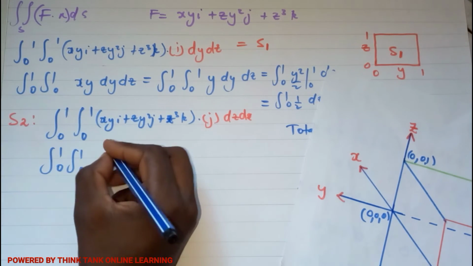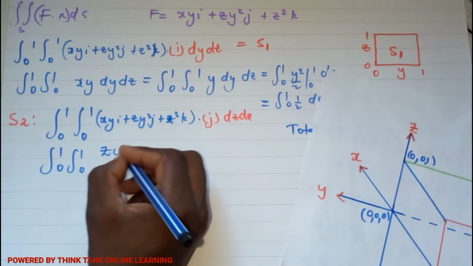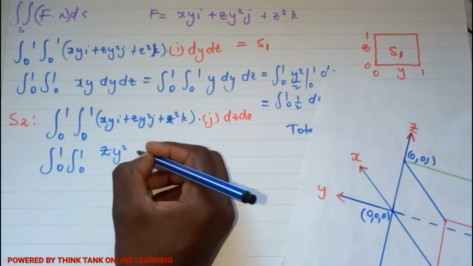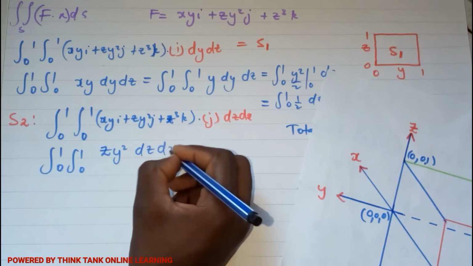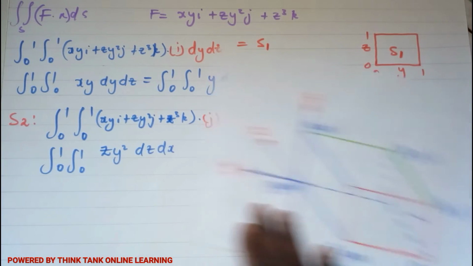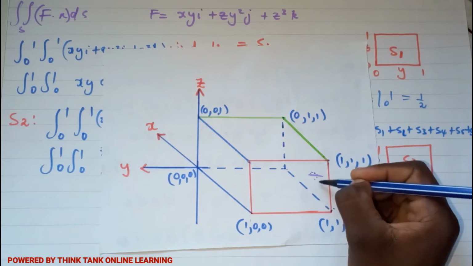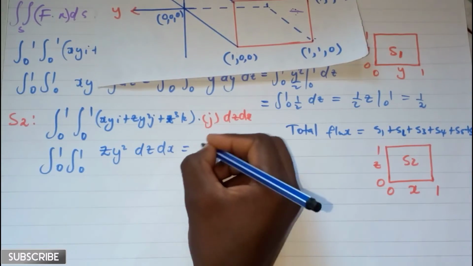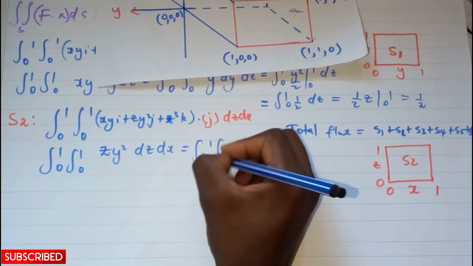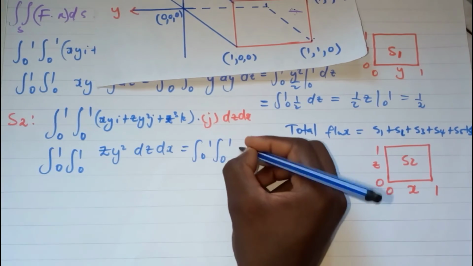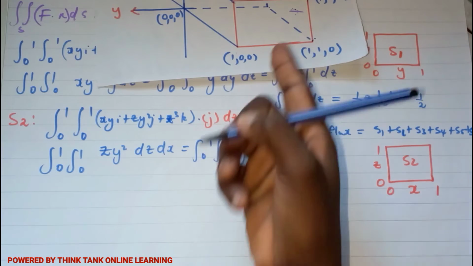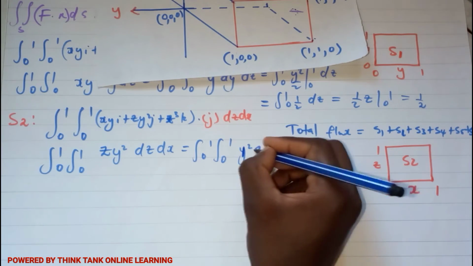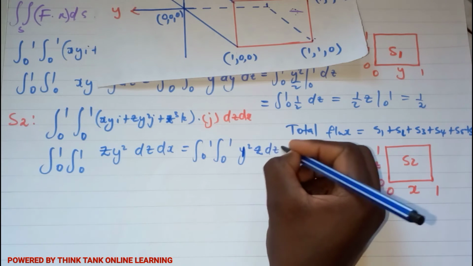So if you multiply, you're going to have z y to the power 2 k dz dx. Okay, so now if we're considering this surface, what is the value of y? The value of y is equal to 1. So that means we have the double integral 0 to 1, 0 to 1 of y squared. Since y is 1, it's going to be 1 squared, and this way z dz dx.